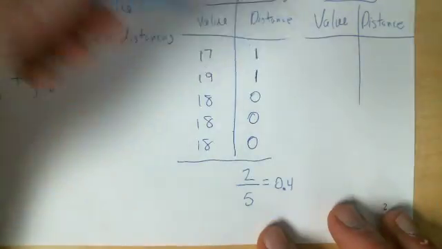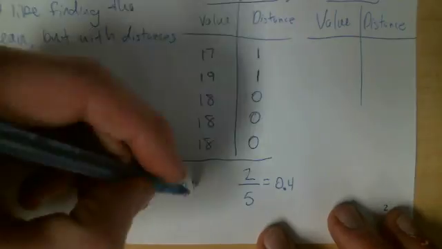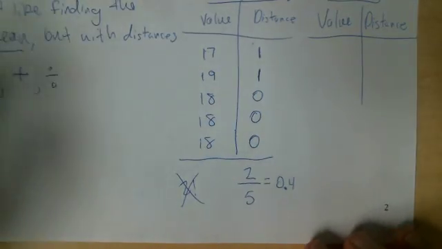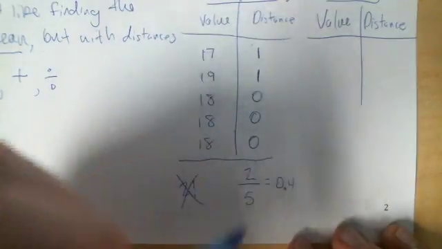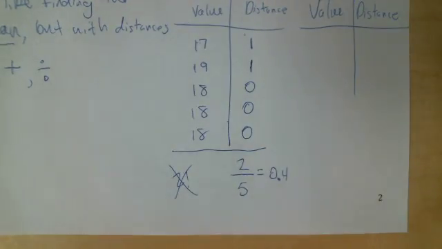Many of you just add this up and say the MAD is 2. Nope, we got to divide it by 5 to actually figure out, on average, how far away the points are from the center, from the mean.